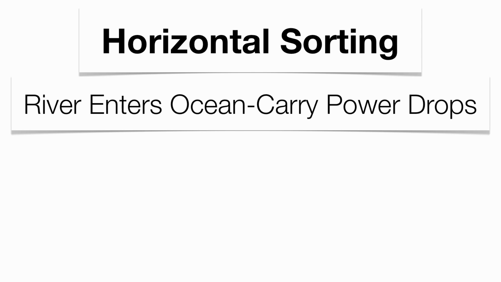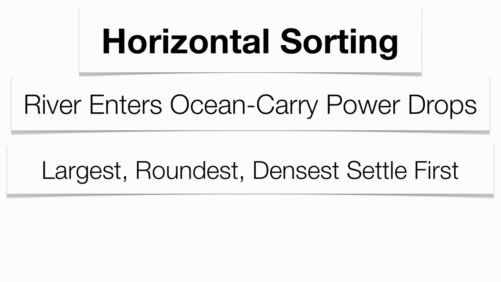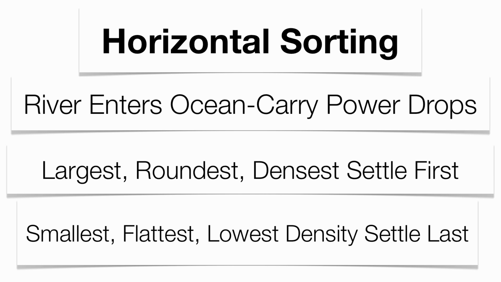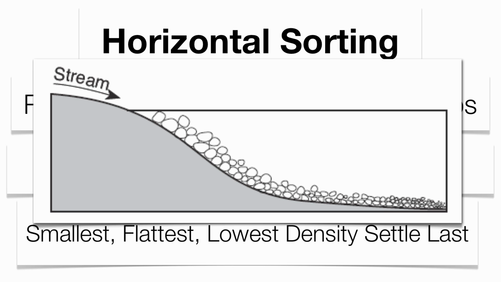Now these sediments are going to be organized two different ways. And one is going to be what we call horizontal sorting. This happens when a river is going to enter an ocean when the velocity and the carrying power dramatically drops. Your largest, your roundest, and your densest will sink out first. Your smallest, your flattest, and your least dense is going to settle out last. So there's a picture of what your horizontal sorting might look like. So you're going to have your boulders, your cobbles, your pebbles, your sand, your silt, and finally your clay. And that's what we call horizontal sorting.